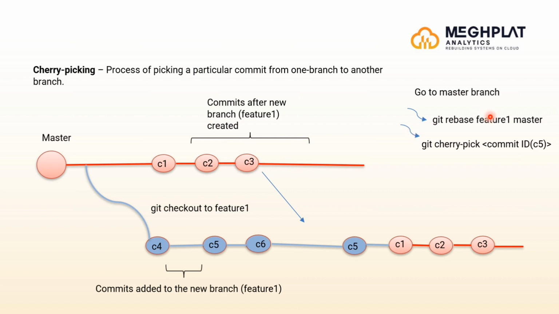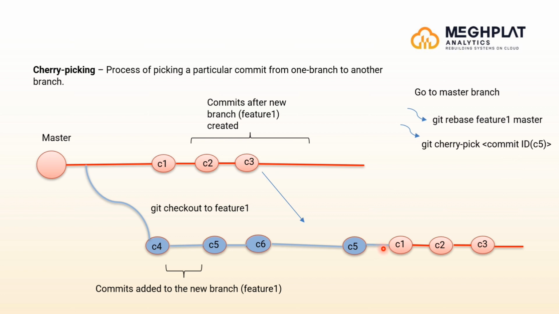First I have to go to the master branch by using the command git checkout master, which means I'm switching to the master branch. From the master branch I want this particular C5, which is in the feature branch. Then I have to give git cherry-pick with the commit id. So this is the command. If I give that while I am currently in the master branch, this commit has to get into the master branch.